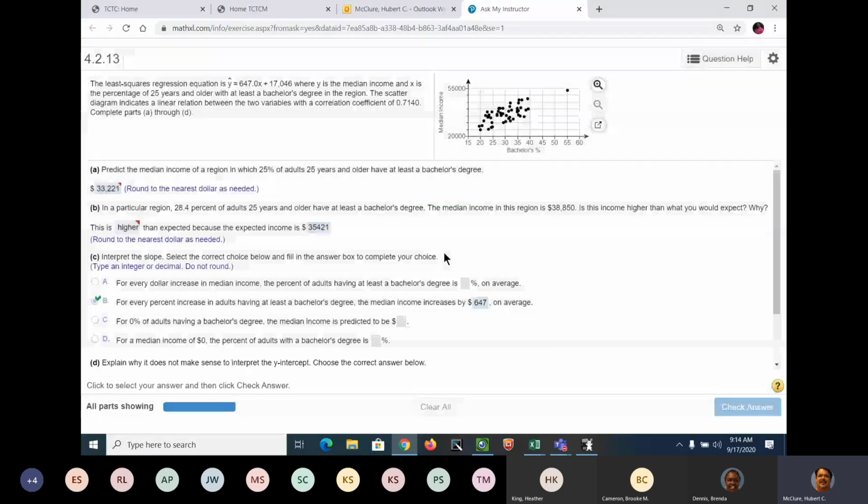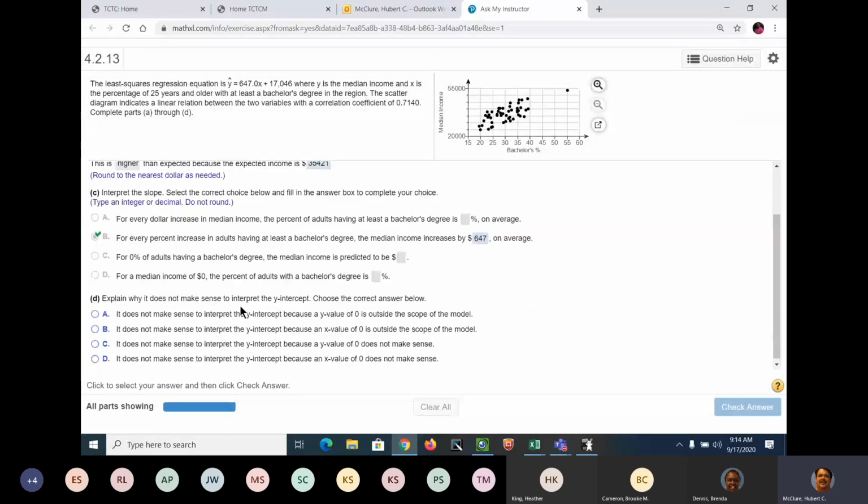Lucky me. Explain why it does not make sense to interpret the y-intercept. Somebody tell me why the y-intercept is 0. Well, this isn't the y-intercept. The y-intercept would be at 0. That means that you have no years. Okay, and that just doesn't make any sense. It's outside the scope. I would say that the x value is outside the scope of the model.